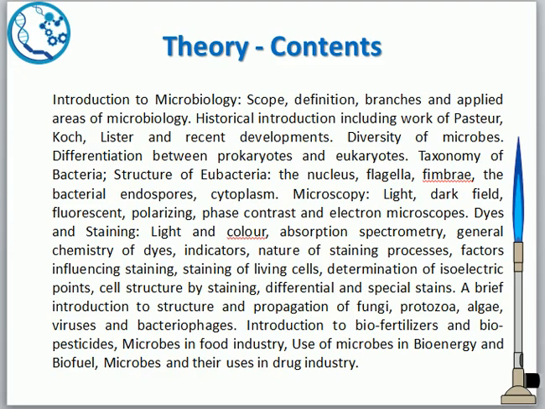In microscopy, we would be discussing light, dark field, fluorescent, polarizing, phase contrast, and electron microscopes, which are different types of microscopes. After this, you would be familiarized with dyes and staining, light and color, absorption spectrometry, general chemistry of dyes, indicators, nature of staining processes, factors influencing staining, staining of living cells, determination of isoelectric points, and cell structure by staining, along with different types of stains.